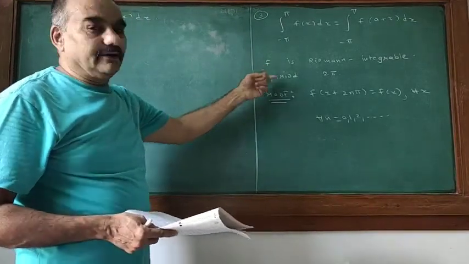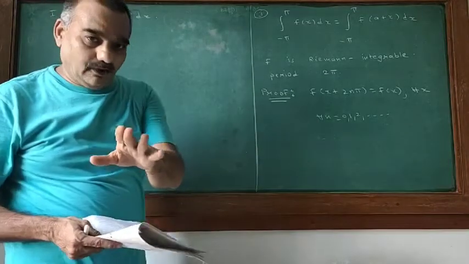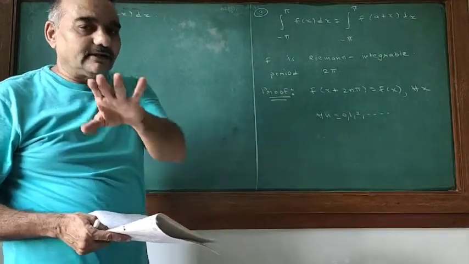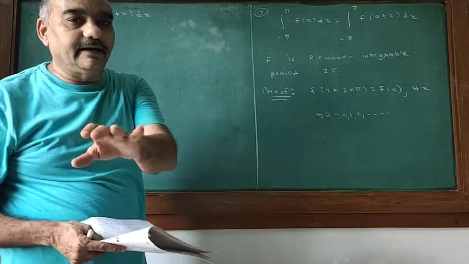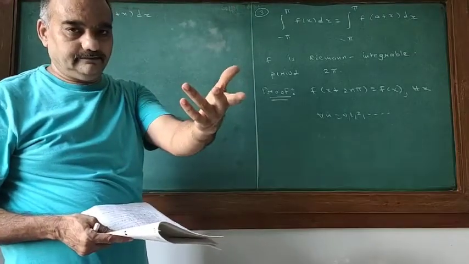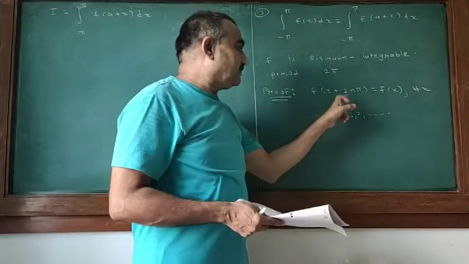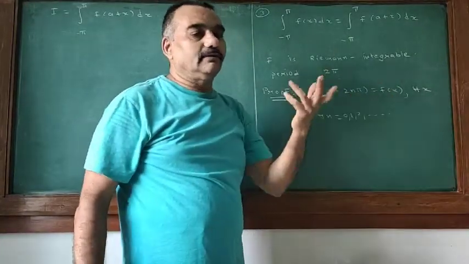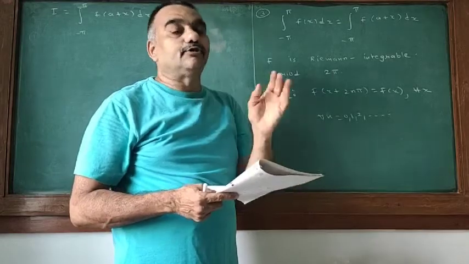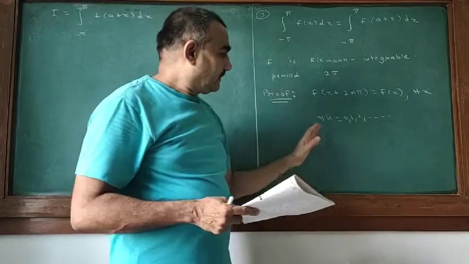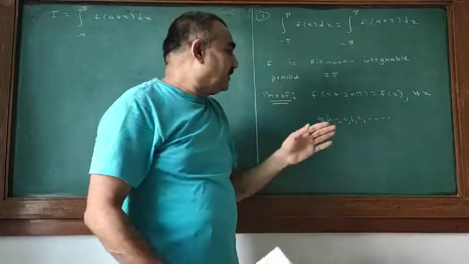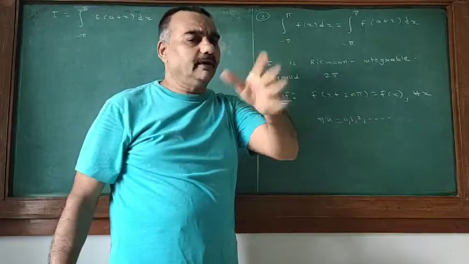f is Riemann integrable. This is a new concept for you. But as of now, you understand that Riemann integrable means it is integrable. f of x plus 2n pi equals f of x because the period of f is 2 pi. And this is true for all x. Actually it is plus or minus there, but you understand it.